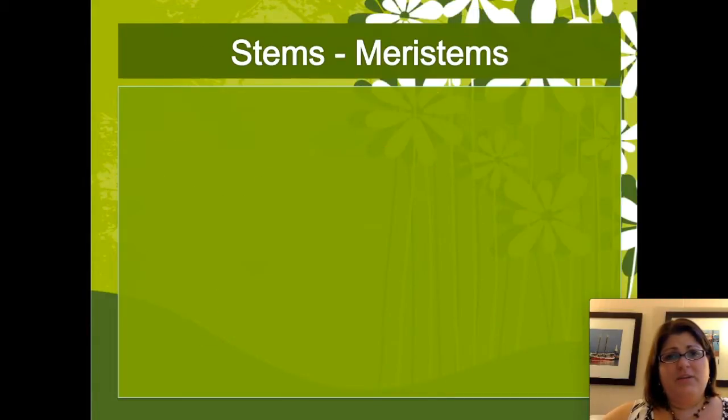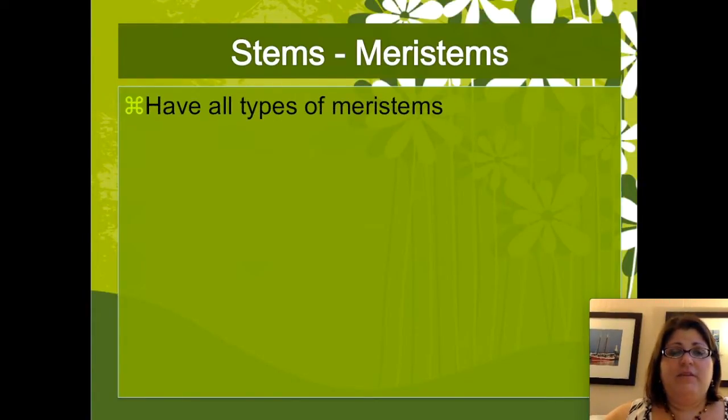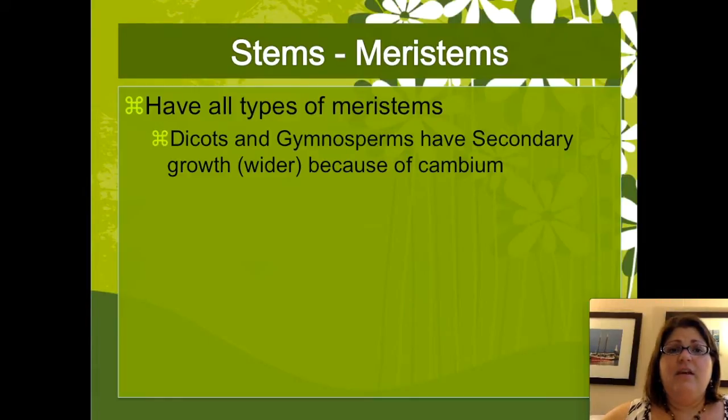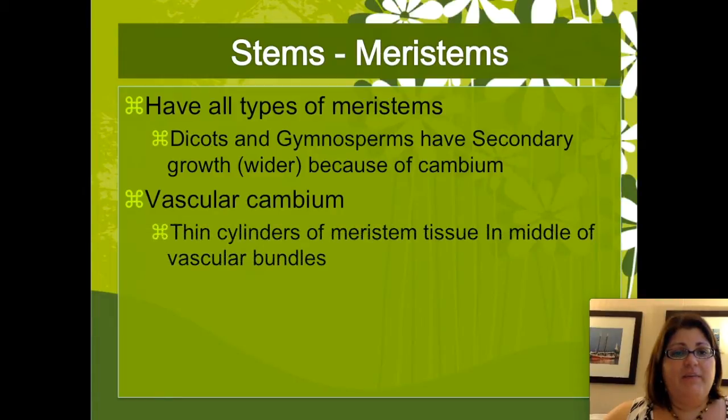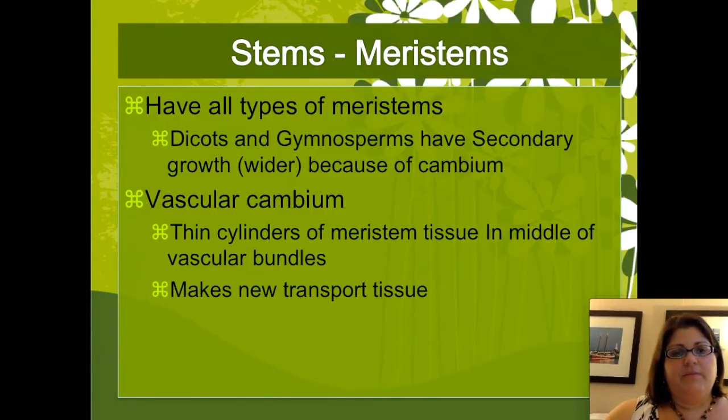The last type of tissue in a stem we'll discuss is meristems. Remember that meristems are cells that can grow new plant parts, and there are all the different types of meristems that we find in the plant. So dicots and gymnosperms are capable of secondary growth, or in other words, wider growth, making wood, because they have vascular cambium. Vascular cambium is a type of meristem that is in cylinders and surrounds the plant in a ring, just like the vascular tissue. It actually separates the xylem and the phloem. And it's from there that it makes new xylem and phloem, and it's the living vascular tissue.